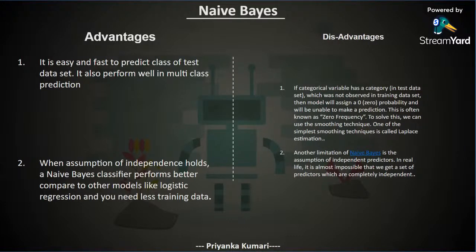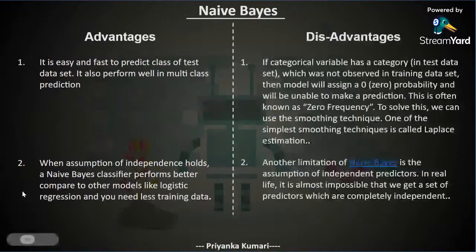Then that only would become our disadvantage also, because in many real world data sets it is not possible to have attributes that are independent of each other. As it is difficult to find these kinds of data sets, this is again a limitation of naive Bayes, which makes the assumption of independent predictors, which is written over here. In real life data sets it is almost impossible to get a set of predictors which are completely independent.